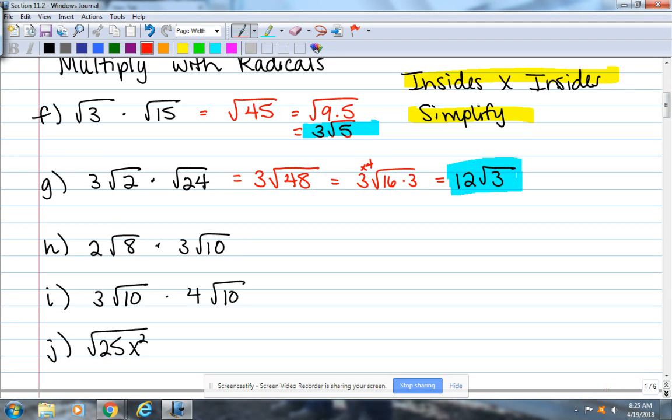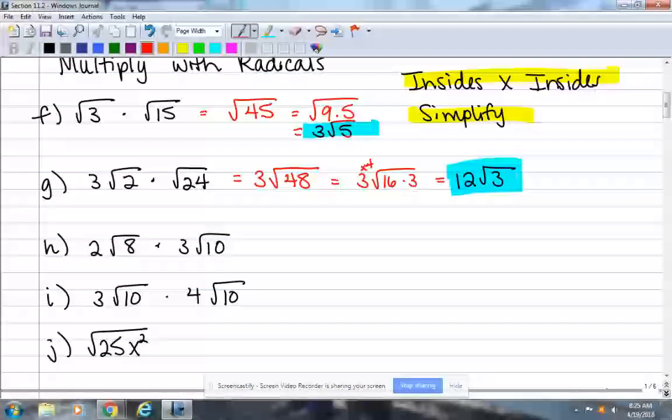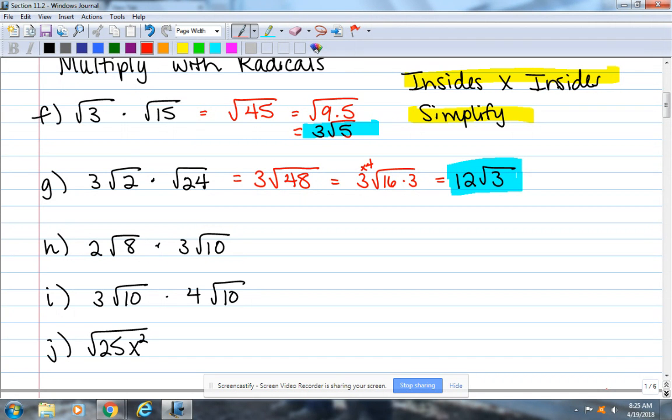So problem H right here says 2 radical 8 times 3 radical 10. Outsides times outsides and insides times insides. So what's 2 times 3 for my outsides? 6, right? Sorry, my bad. Times radical, what's 8 times 10? 80. So that's 6 radical 80. Everybody okay with that? Then we simplify radical 80.